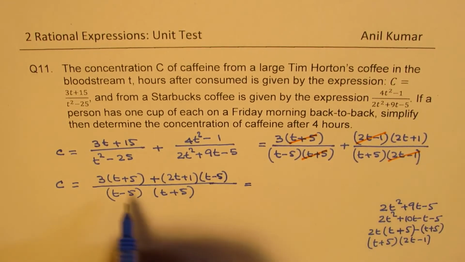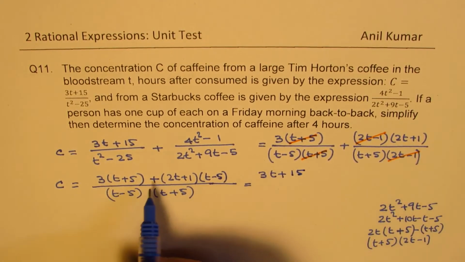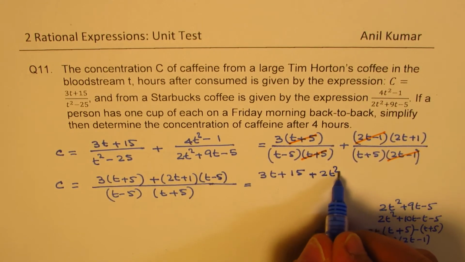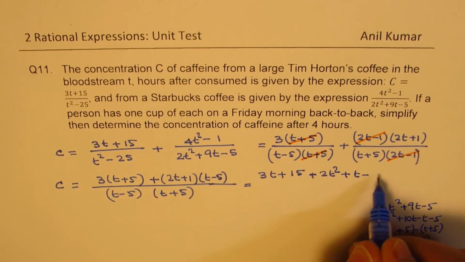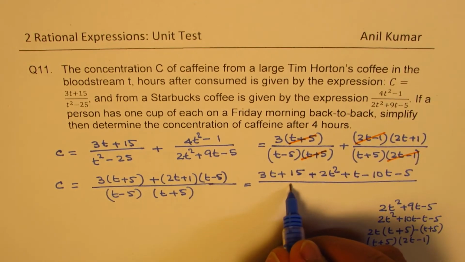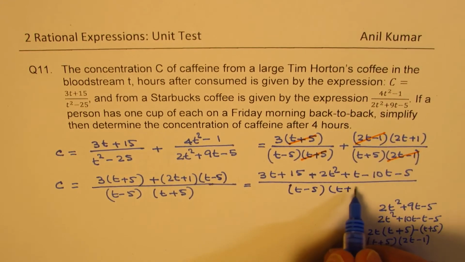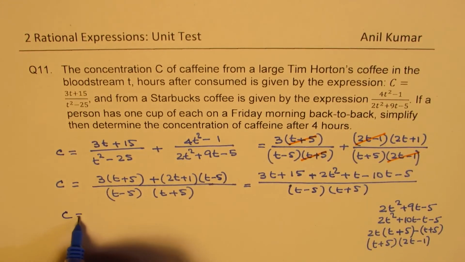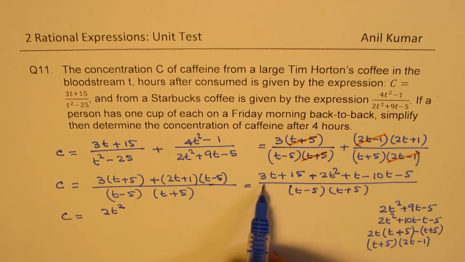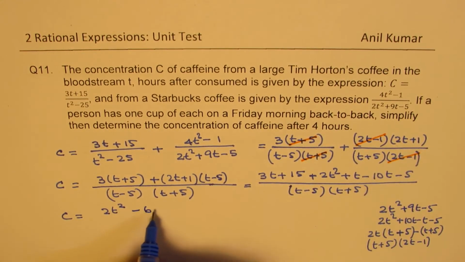Let's open this bracket. So we get 3t plus 15, and here we get plus 2t square plus t minus 10t minus 5 over t square minus 25. We can write this also as t minus 5 times t plus 5. So c is equal to 2t square, 3t plus t is 4t, taking away 6, minus 10t leaves us with minus 6t.